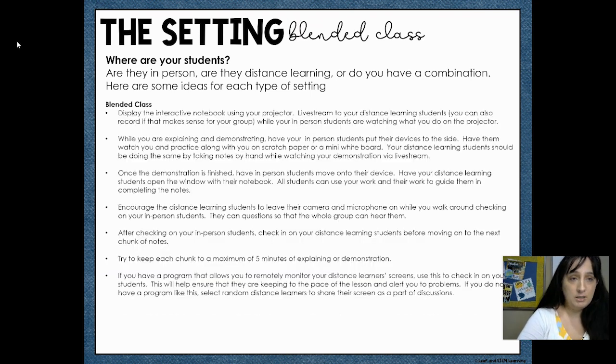Now, maybe the hardest one are those of you who are teaching some kids in person and some kids distance learning at the same time. Luckily, since the strategies for the in-person and the distance learning are very similar, it's pretty easy. I won't say easy, I shouldn't say easy. It makes sense to merge these strategies together for a class that is a blended setting, where some of your kids are participating via a live stream and some of your kids are actually there in person.